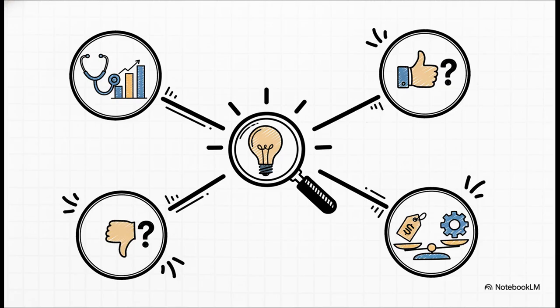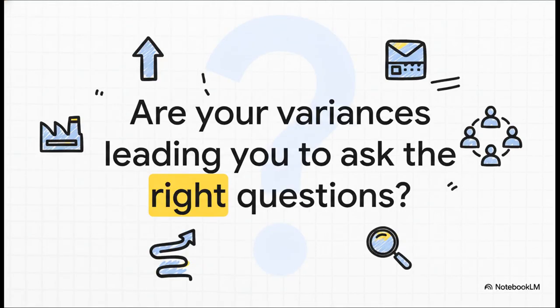Well, first off, these variances are diagnostic tools, not just scorecards for playing the blame game. The words favorable and unfavorable can be seriously misleading, so you always have to dig deeper. And most importantly, they show you the hidden trade-offs that are constantly happening between your different departments, like purchasing and production.